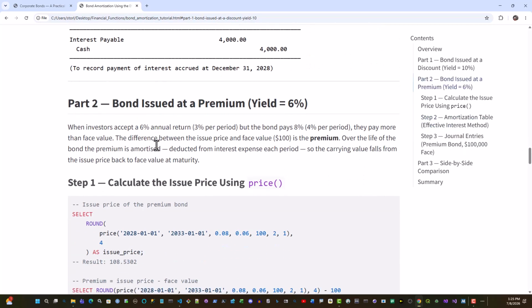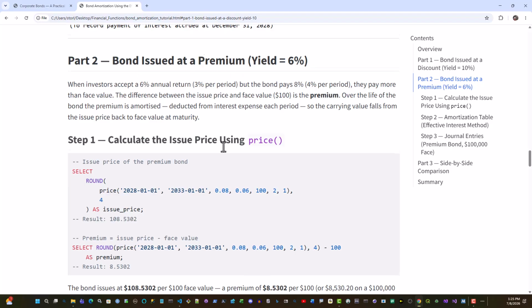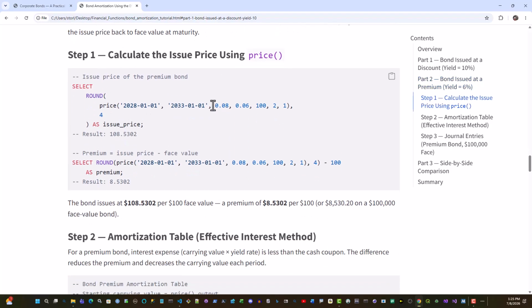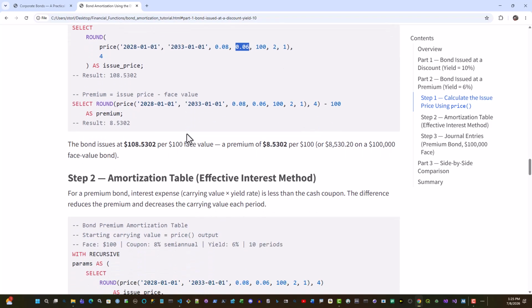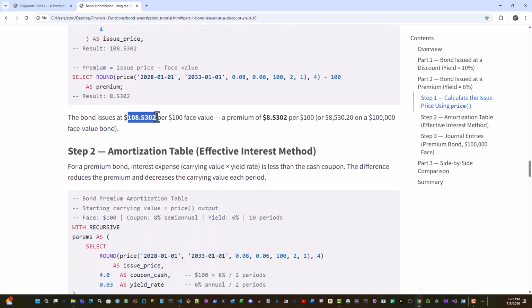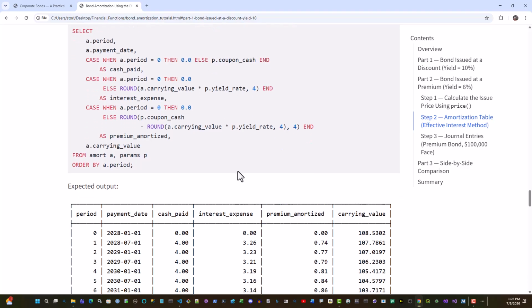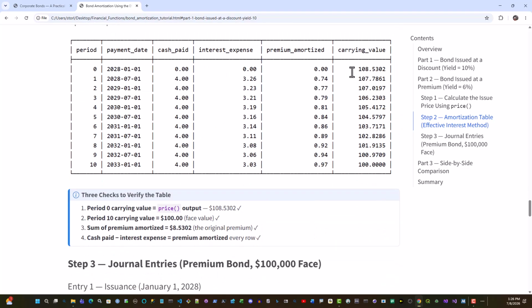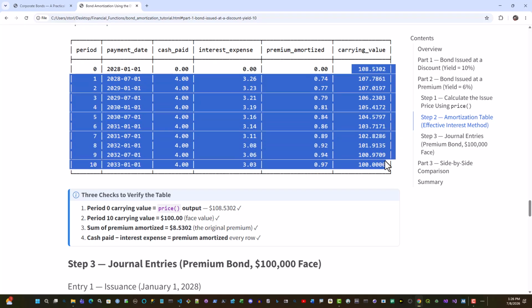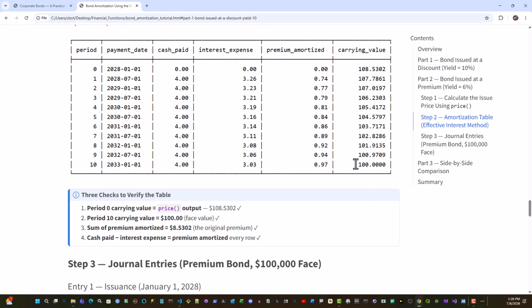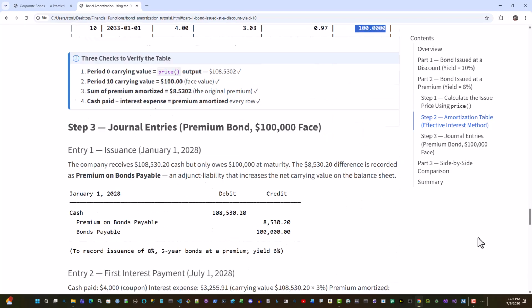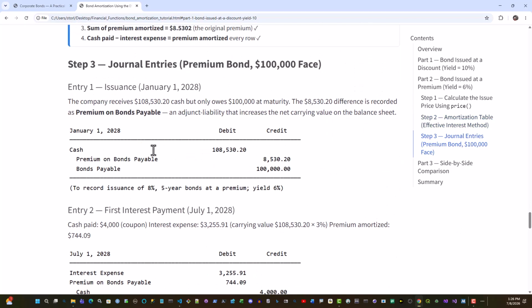The second half here is dealing with a premium. And again, you calculate it again. The only thing that makes the difference here is the coupon rate is greater than the yield, so the bond will sell at a premium. And that premium is this 108.5302. And again, you can compute the amortization schedule using this code. And here you can see that now you work your way down towards the 100,000, or in this case, 100. We base it on 100 here. So once you do that, these will be the journal entries when you have a premium.